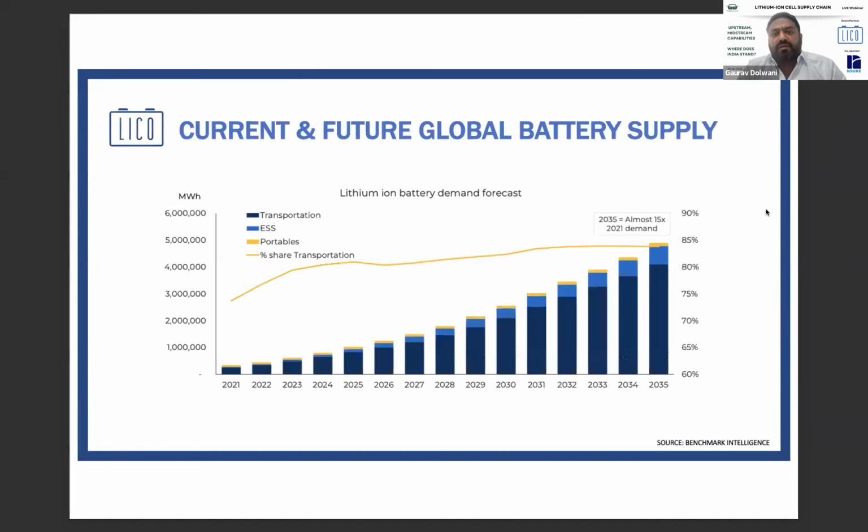If we look at the current and future global battery supply chain, it looks a bit like this. Today, we are at maybe 300 to 400,000 megawatt hours. And I think by 2035, we are looking at about 4.5 million, which is almost a 15x demand from where we are today. And if you see the graph, you can see that the main driver for this is transportation. So mobility has a huge role to play in the natural resources that we will need.